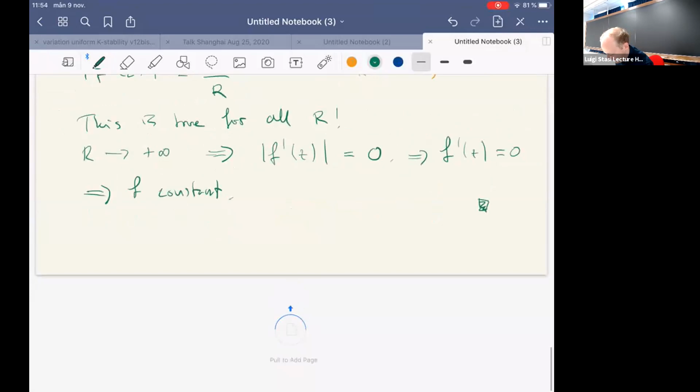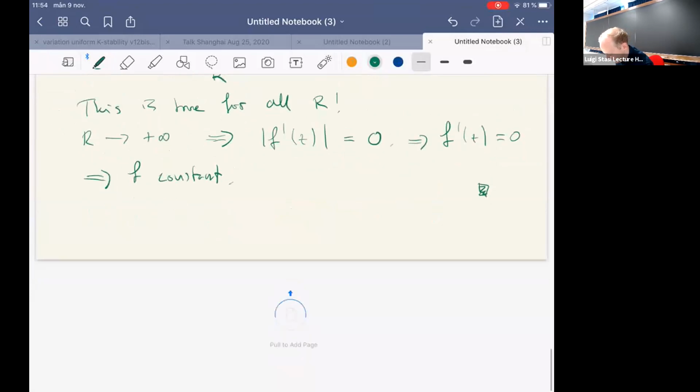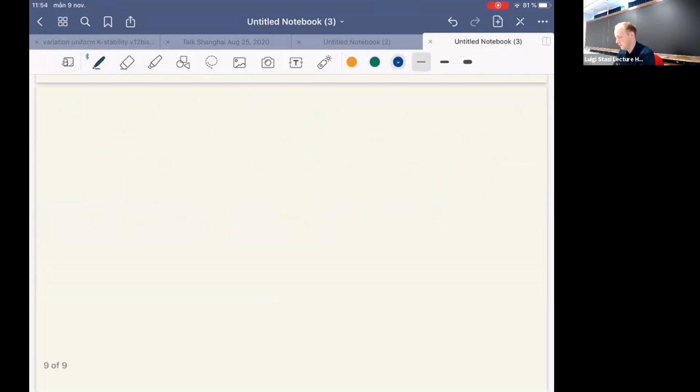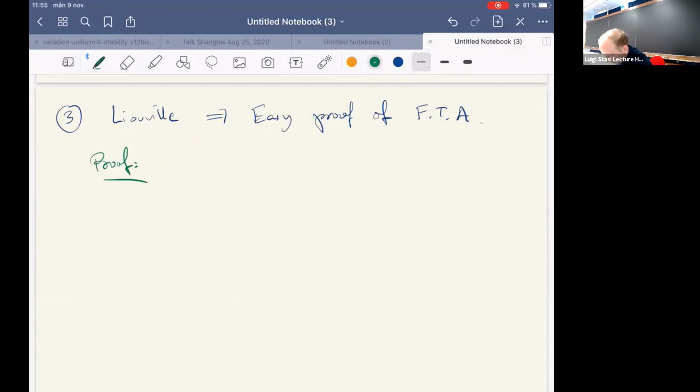Okay, and as a third application, Liouville actually gives an easy proof of the fundamental theorem of algebra. And the proof is the following. How can we prove the fundamental theorem of algebra? Remember, it says that any non-constant polynomial has at least a 0, right? So we pick some non-constant polynomial with complex coefficients, and z is the variable.